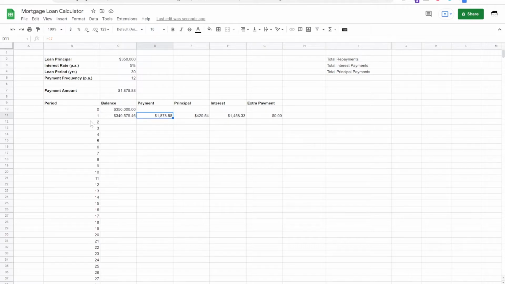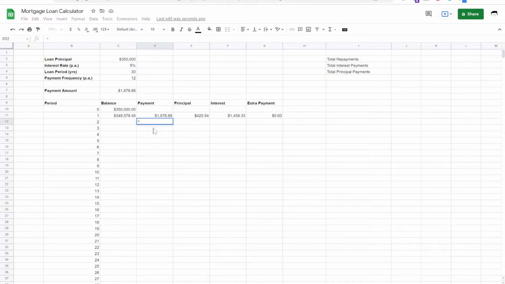We then move down into the second period, and we do something a bit different here around payments. Now we do this because if we make additional payments or we play around with some of the variables, what we want to be able to do is take the minimum of the balance plus outstanding interest or the usual payment amount. And this just ensures that we aren't overpaying in our final installment. And we'll show this a little bit later on.